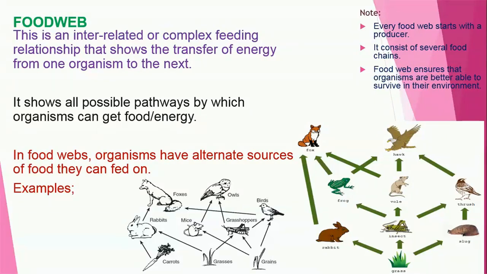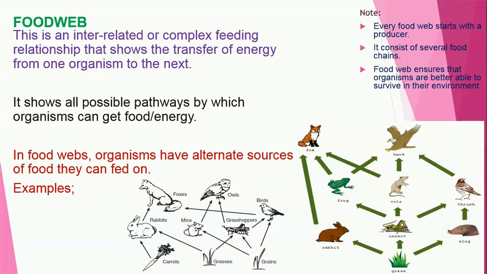However, take note of this: every food web starts with a producer. Don't forget another name for producers: autotrophs. Yes, plants. Very good. Now it consists of several food chains. So if you look at the second image here, we can pick out food chains.